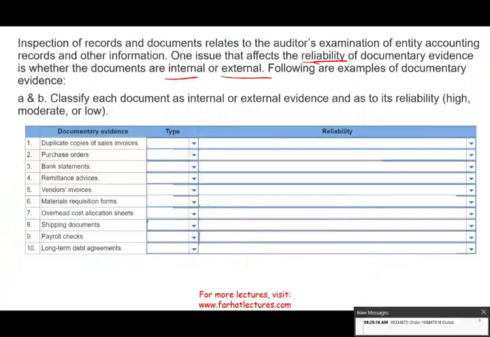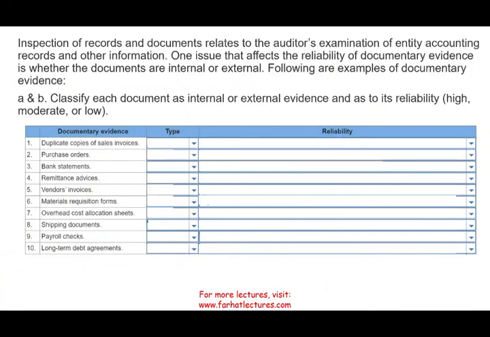So let's take a look at this question. Inspection of records and documents related to the auditor's examination of the entity's accounting records and other information. That's fine. One issue that affects the reliability of audit evidence is whether the document is internal or external. So first, when you are given a document, you want to know whether it is internally generated or coming from a third party, or it could be internally generated but went through a third party route. So it's very important to understand this.